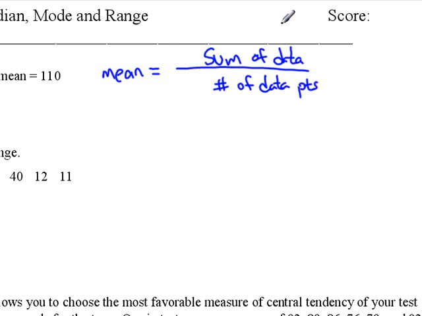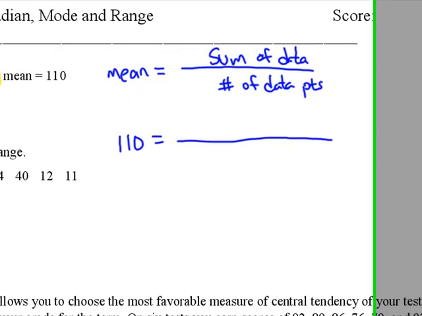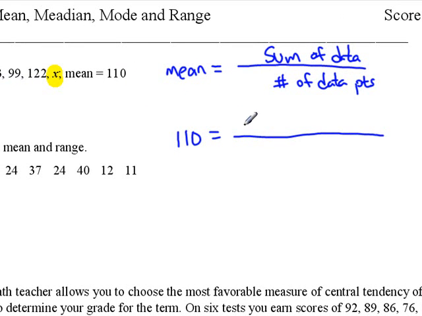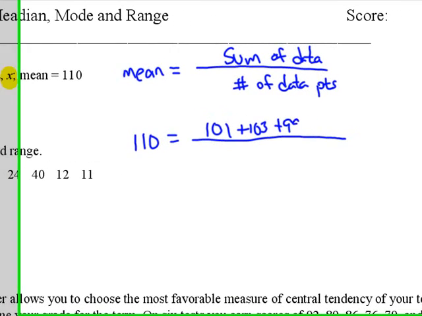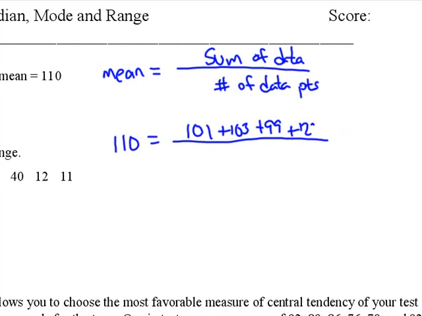So let's take our mean, which is 110, and set it equal to the sum of the data divided by how many points. Well, if we sum the data, we're going to have 101 plus 103 plus 99 plus 122 plus some x that we don't know, all divided by 1, 2, 3, 4, 5 data points there. To solve for x, we've got to try to get x by itself here. We're going to multiply both sides by 5.